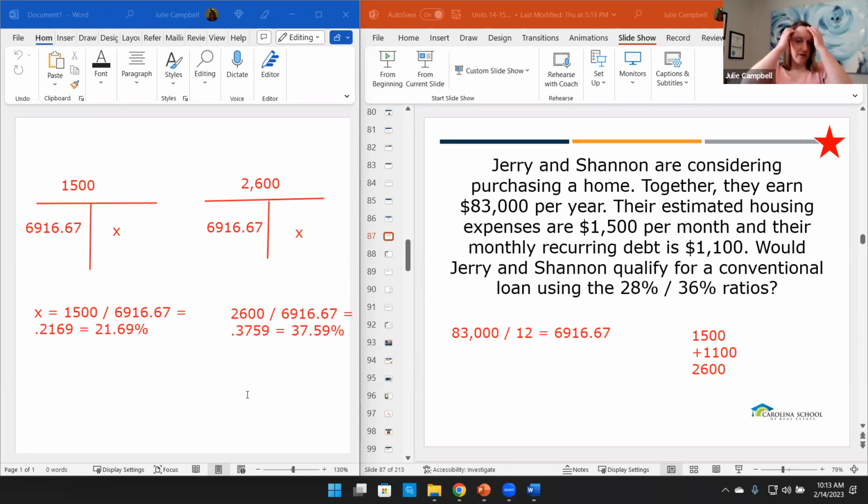So what does this mean for Jerry and Shannon? Well, I'll tell you what, especially when it's this close, a good lender is going to work with Jerry and Shannon to help them get their ratios down. Why is the lender going to work with them? Because when they get their ratios down, doesn't the lender want Jerry and Shannon to call them? So the lender is going to help them to stay in front of them.